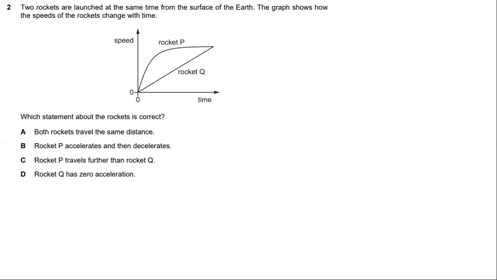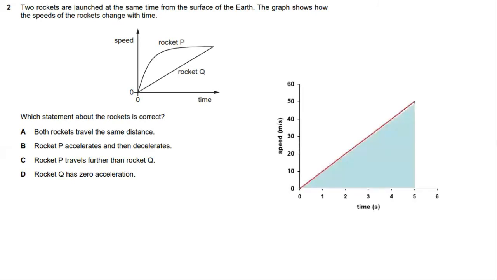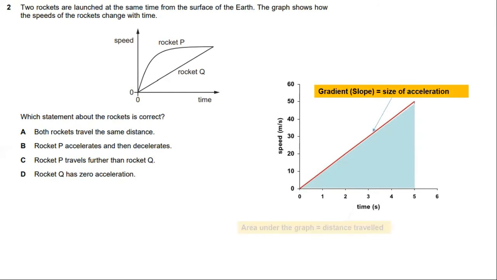In order to answer this question, let's revise the features of a speed versus time graph. Gradient or the slope of a speed time graph represents acceleration of the object. Greater the slope, higher the acceleration. Area under the graph, or the area between the curve and the x-axis, represents the distance traveled by the object during that time period. Now look at the graph for 2 rockets.